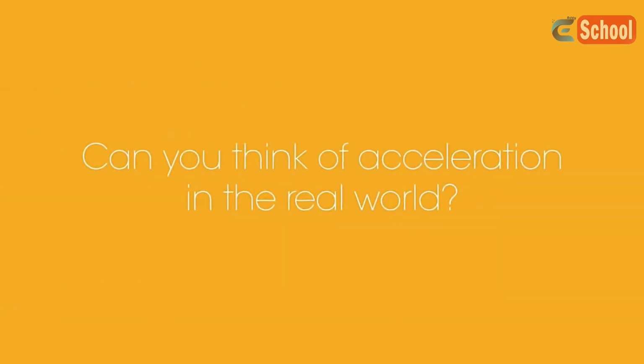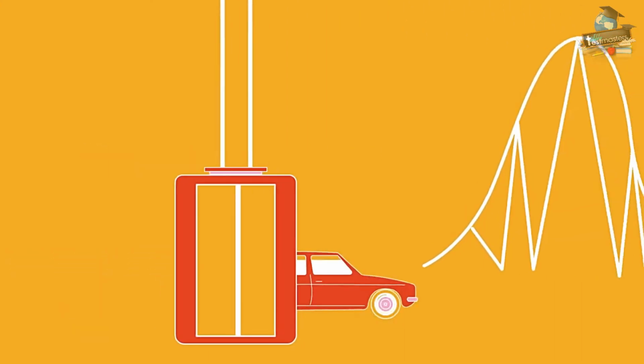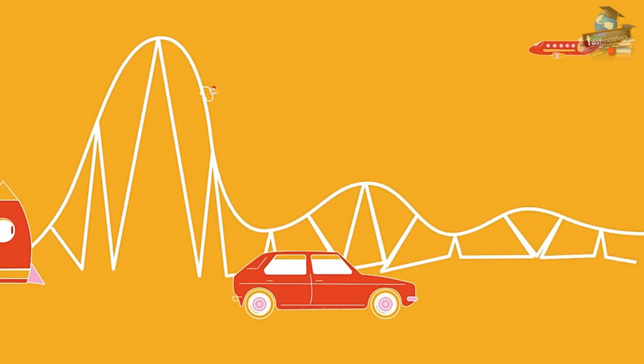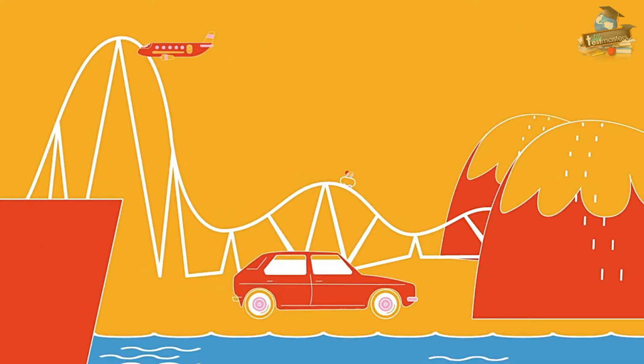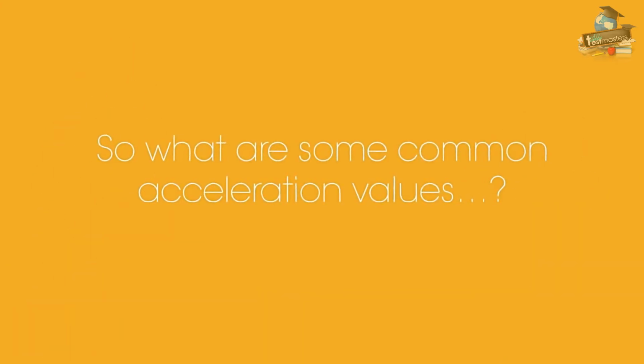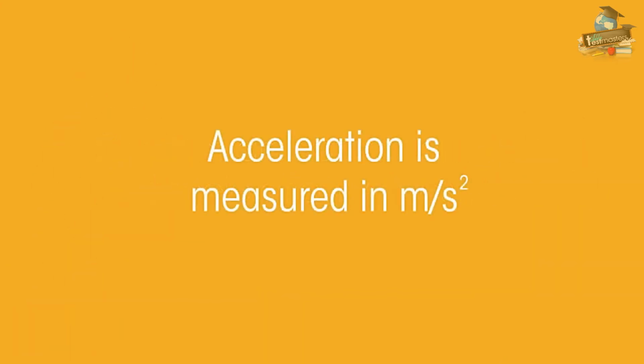Can you think of acceleration in the real world? Pause the video and have a think. Obviously any vehicle driving, but elevators, rockets, aeroplanes, amusement parks, a diver jumping off a cliff accelerates towards the water, a skier on a mountain. There are so many examples. So what are some common acceleration values? We already know acceleration is measured in meters per second squared.